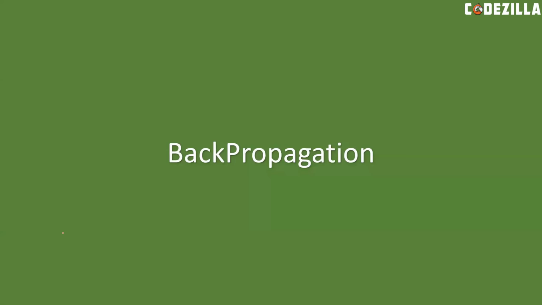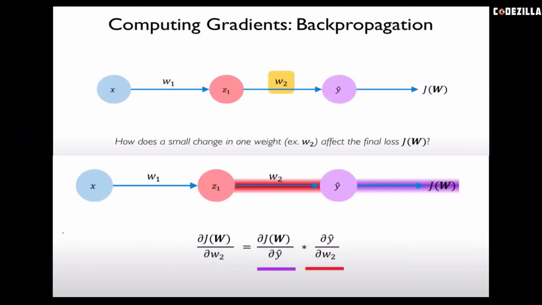So that's the reason we need to find that determining factor, which is back propagation, which we'll be learning right here. Computing gradients and back propagation. So gradient is our slope. Let's say we are taking the example of a very small neural network, X with weights 1 and 2.